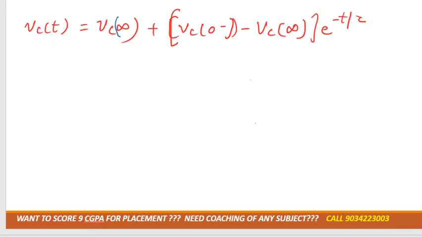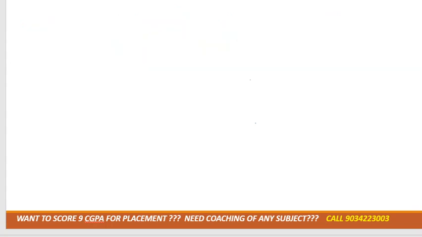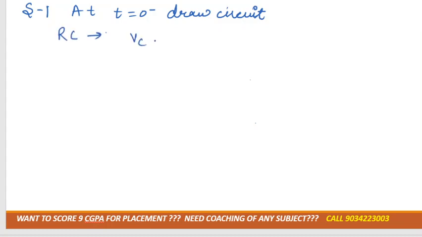Yeah, I'm telling you the steps stepwise only. Step number 1, at t equal to 0 minus you need to draw the circuit. Before the switch was like t equal to 0, it's not necessary that it would be opened or closed. That depends on the switch position. So at t equal to 0 minus draw the circuit. If it is RC circuit, then calculate Vc of 0 minus. If it is RL circuit, then in that case you need to calculate IL of 0 minus.